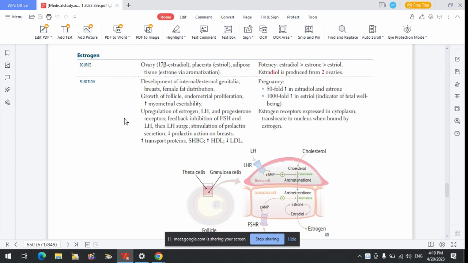So, another important factor is that during pregnancy, there's a 50-fold increase in the level of estradiol and estrone. The one that we use to check fetal well-being is the one coming from the placenta, because the person is still pregnant, so the placenta is the one dominating the production. It's about 1,000 folds of estradiol. So someone that has a very high level of estradiol shows that the baby is doing well.